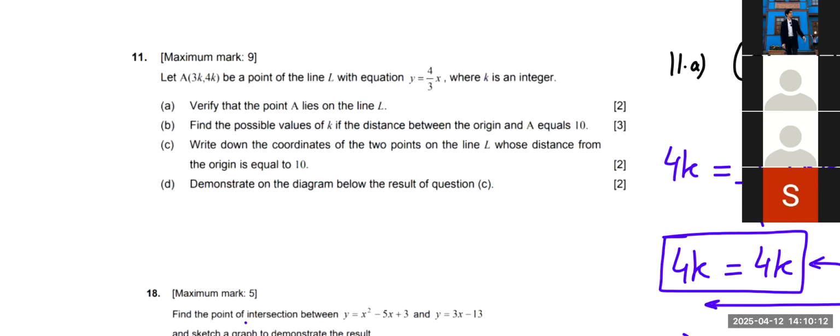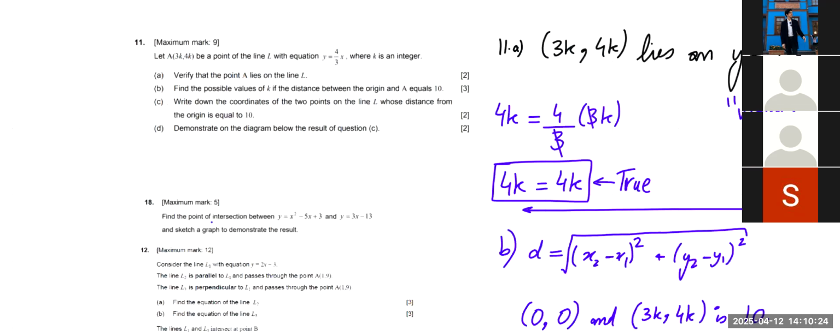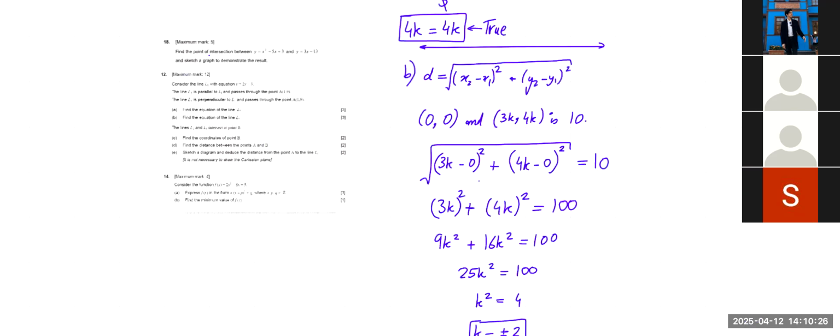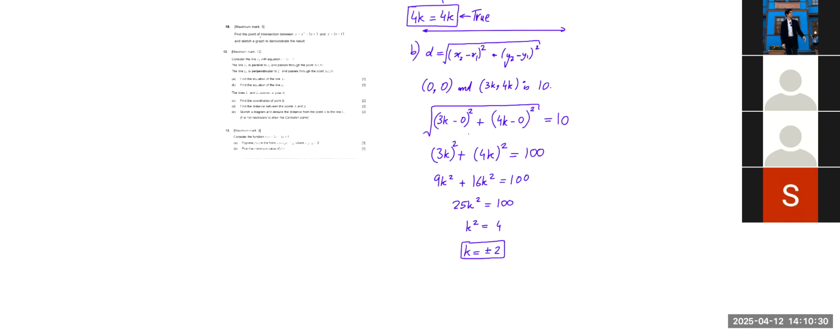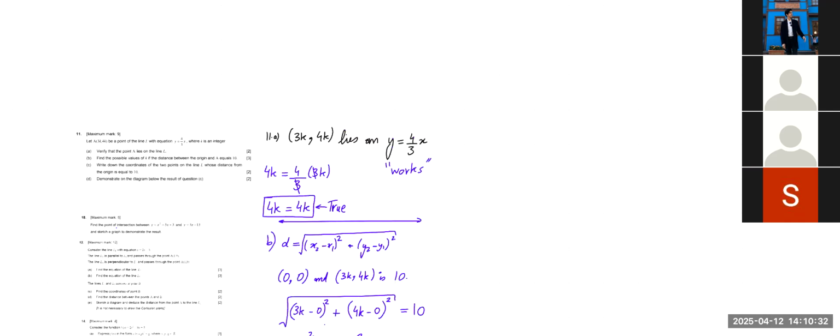Okay. Write down the coordinates of the 2 points on the line L whose distance from the origin is 10. So we need to find 2 points on this line whose distance from the origin is 10. So this is a bit of a confusing one. Let's take a look at this. First of all, what does this line look like? It looks like this.